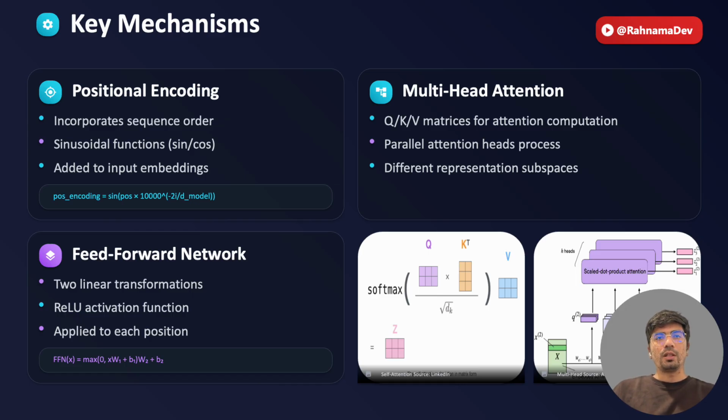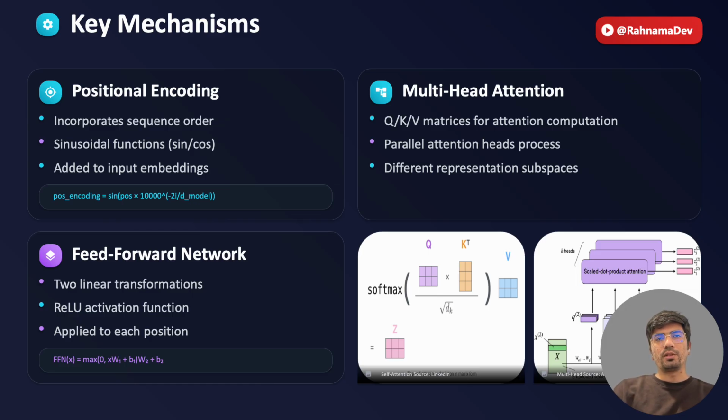The first layer expands the dimensionality, often to 4 times the model dimension, and the second layer projects it back. This nonlinear transformation helps the model learn complex patterns that linear operations can't capture. Importantly, this is applied to each position independently. The same weights are used for all positions. So these three mechanisms, positional encoding for sequence order, multi-head attention for relationships, and feed-forward network for pattern learning, work together to create the powerful transformer architecture.